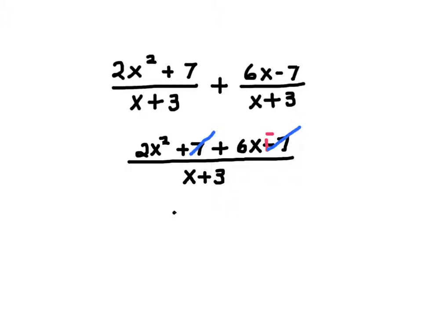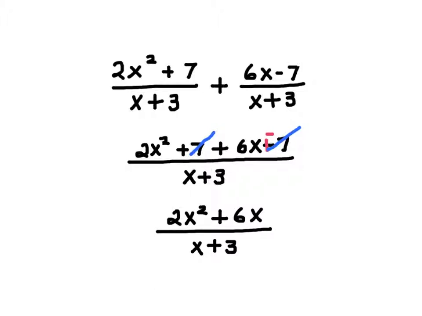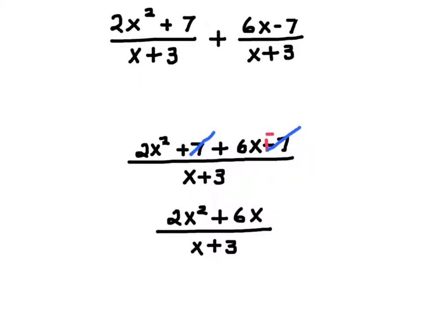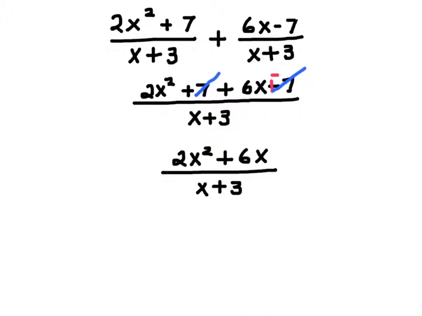Now in the numerator we have 2x squared plus 6x over x plus 3. Now we're not finished yet because we want to see if we can reduce this ratio. So let's move these up. And the way we can tell is by factoring the numerator and the denominator. In this case, the numerator is fully factored, but not the denominator.